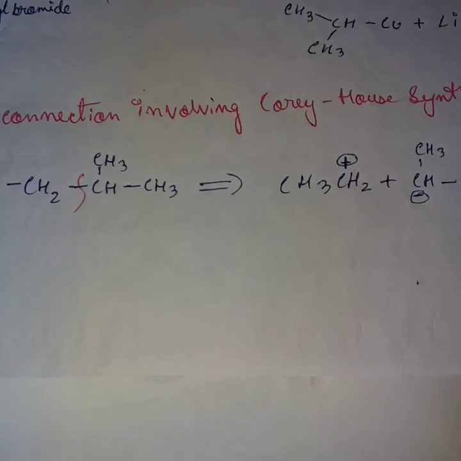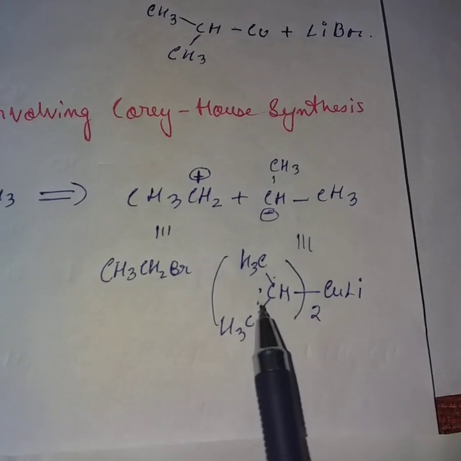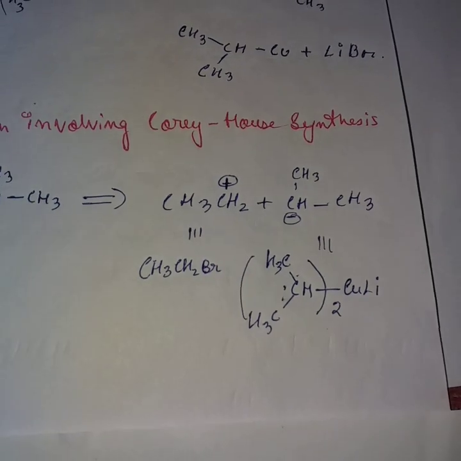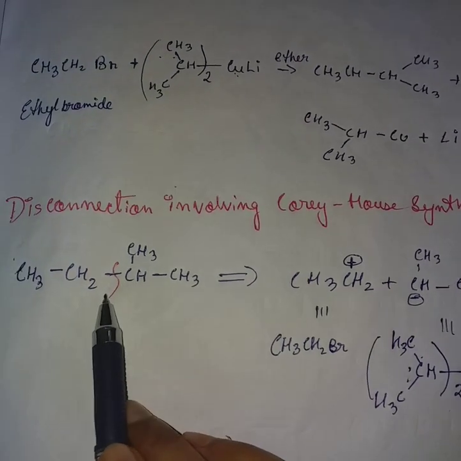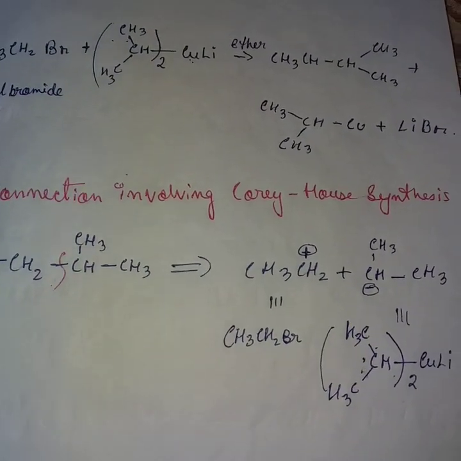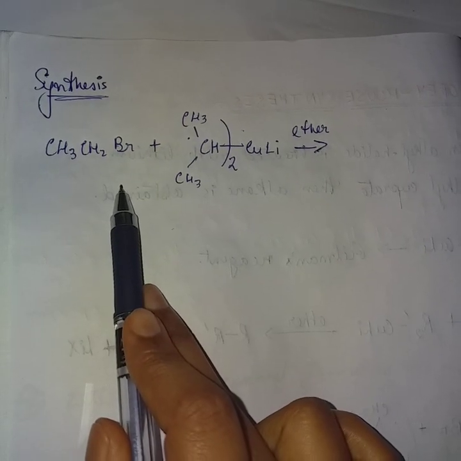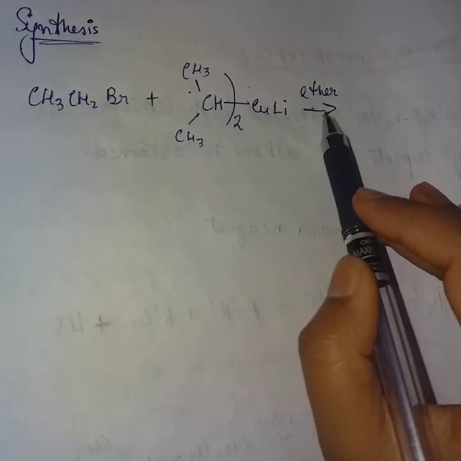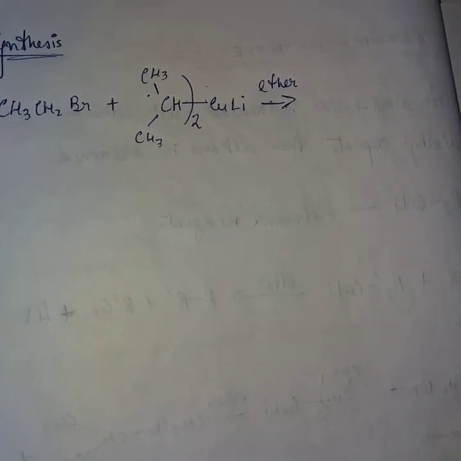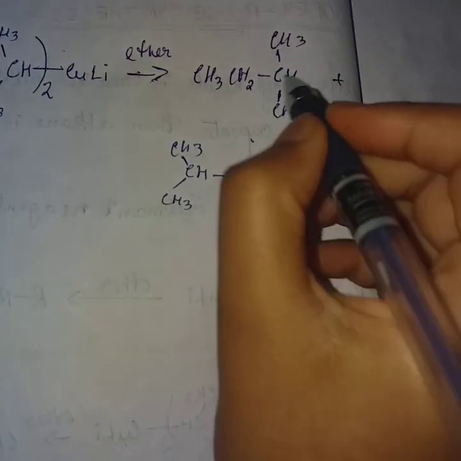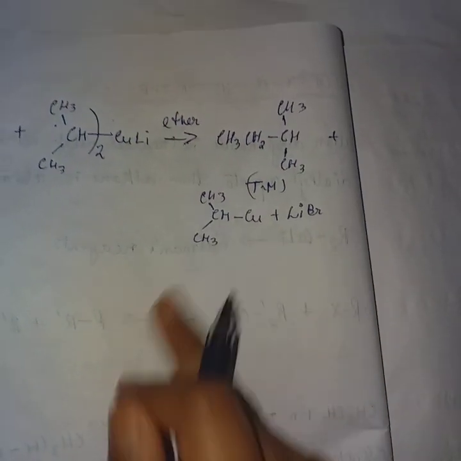So you will give here negative, because you can form this synthetic equivalent from this synthon. These are the synthetic equivalents. Okay, this was the retrosynthesis. Now let's synthesize this target molecule using these two synthetic equivalents. See here, these are our two synthetic equivalents that we have used. In presence of ether, this will undergo Corey-House synthesis to give us our target molecule. This is the target molecule we have got, and the other two are the byproducts.